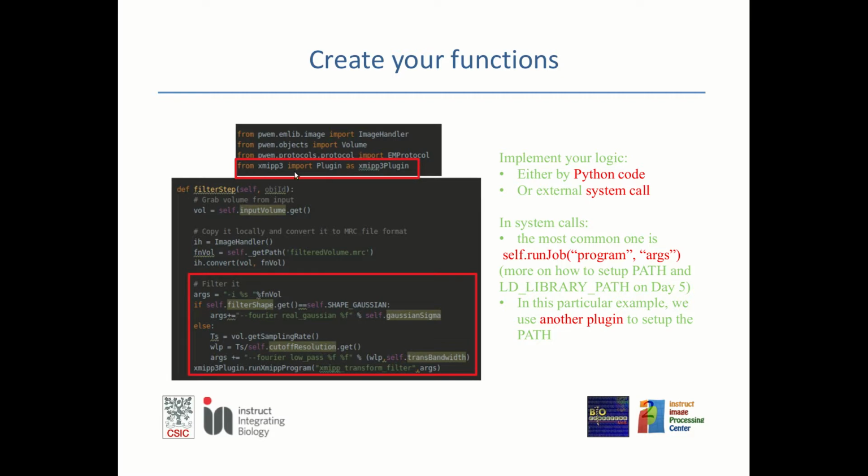So from xmip3 import plugin, and we give a name just to realize that it is the xmip3 plugin. Okay, so instead of self-run job, we will do xmip3 plugin run xmip program, and then we give the program and some arguments. And here in the arguments, you have to read whatever is in the form and prepare the arguments for the execution. So this is actual execution.